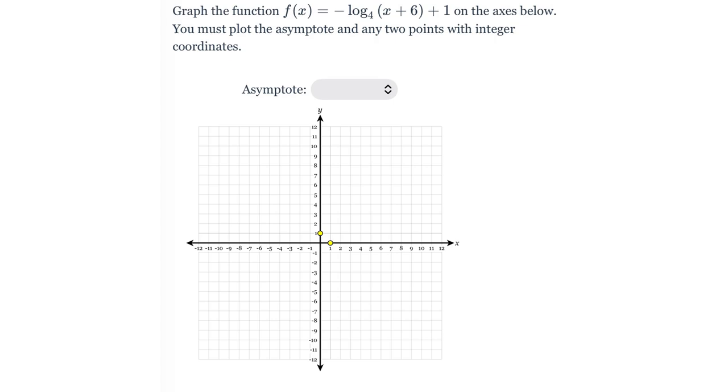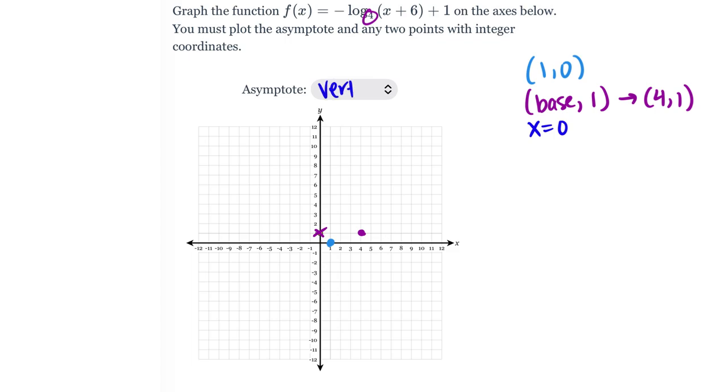For a logarithmic function, instead of our first point being at 0, 1, our first point will be at 1, 0, which is this point. And then instead of 1 comma base, it's going to be base comma 1. Our base here is 4, so that would be 4, 1. That's here. And instead of the asymptote being y equals 0, the asymptote is x equals 0, which means it is vertical. So we'll start it off here.